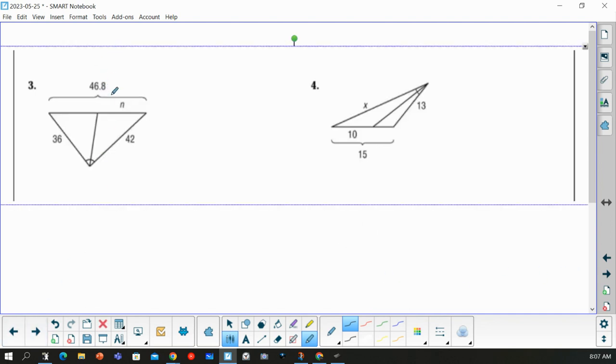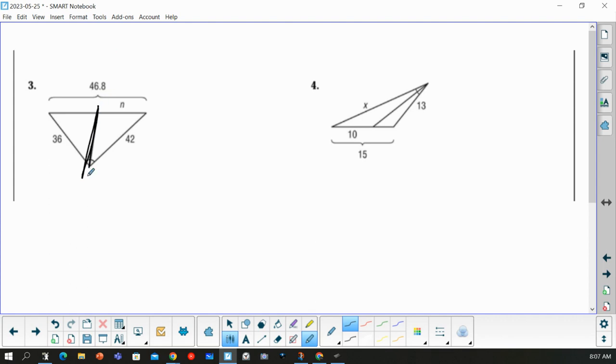Now this one's tricky. Why is it tricky? Well, here's my angle bisector, right? So the 36 over 42, you're like, oh, no problem. But then what's that? We don't know. And I can't just subtract. Wait a minute. I don't know what this is either, so I can't just go, oh, it's this one minus this. Oh, but you can. So the whole thing minus this right side would be this one.